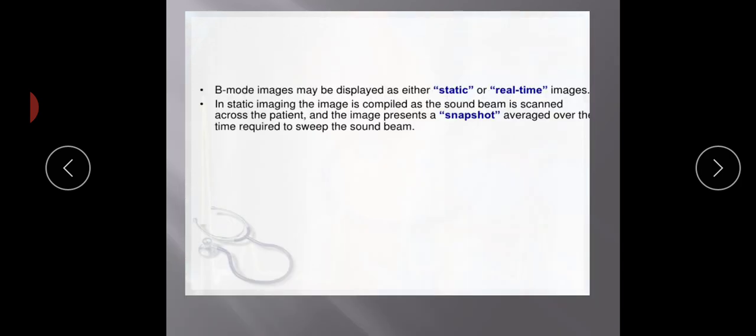B mode images may be displayed as either static or real-time images. In static imaging, the image is compiled as a sound beam is scanned across the patient and the image presents a snapshot averaged over the time required to sweep the sound beam.